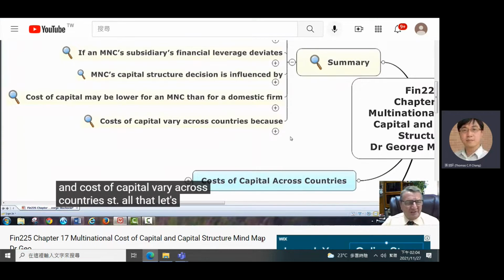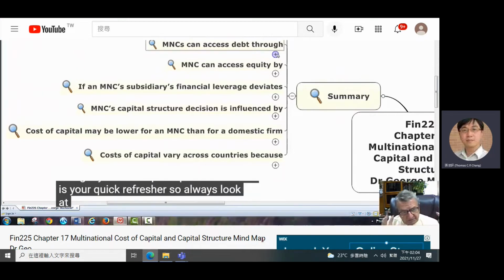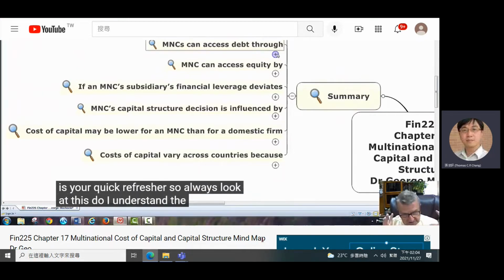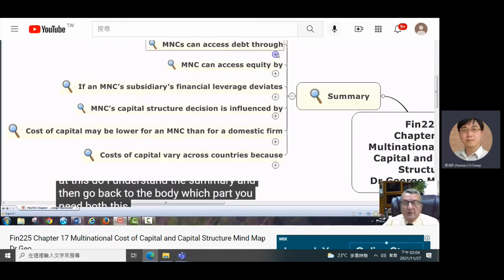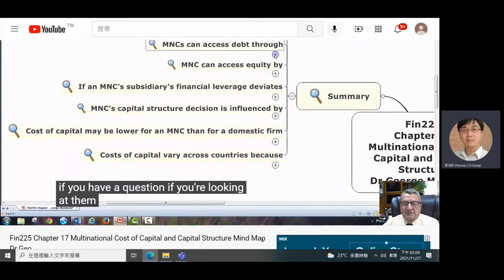Saying all that, let's slow down and get to your concept maps. And now this is your quick refresher. So always look at this. Do I understand the summary? And then go back to the body, to whichever part you need. You need both. This would be like your index if you have a question.